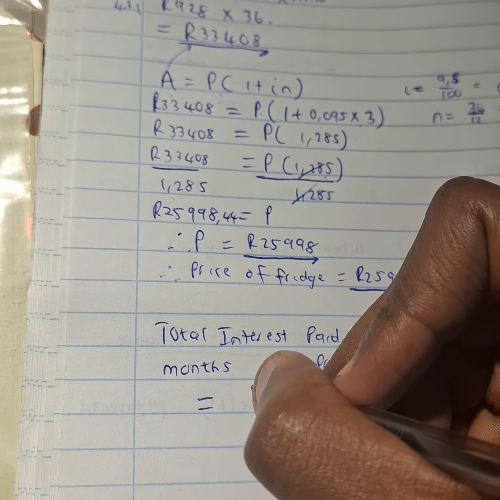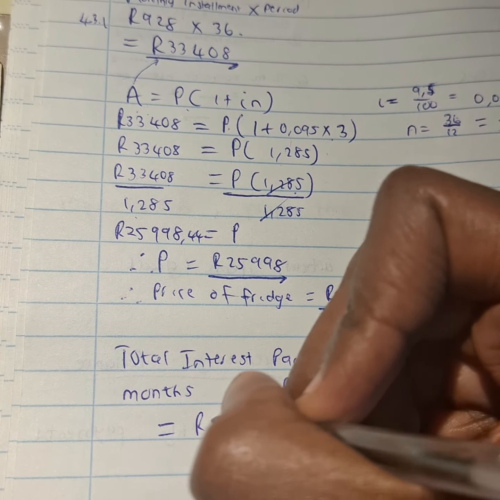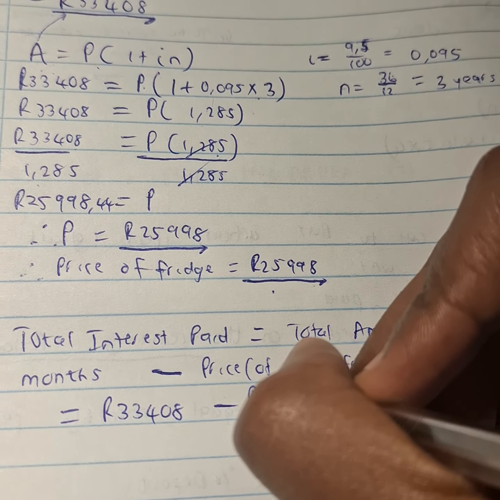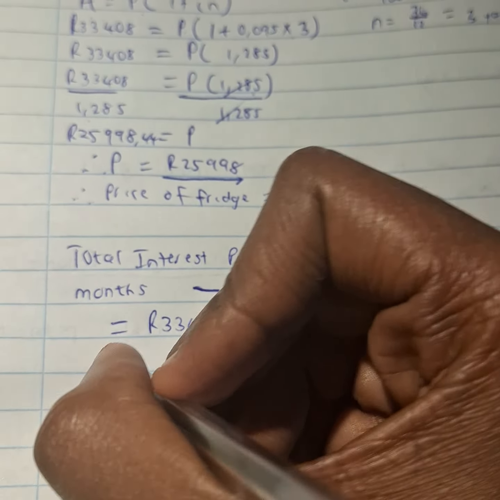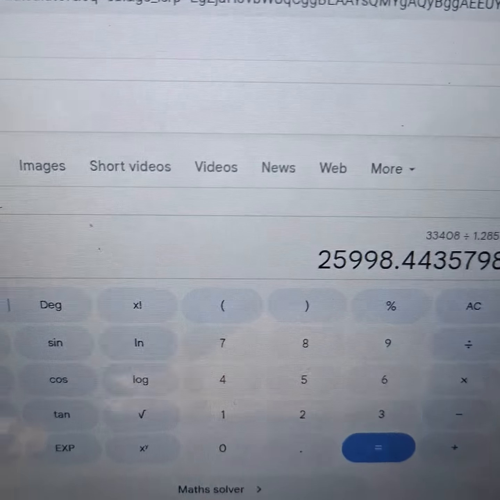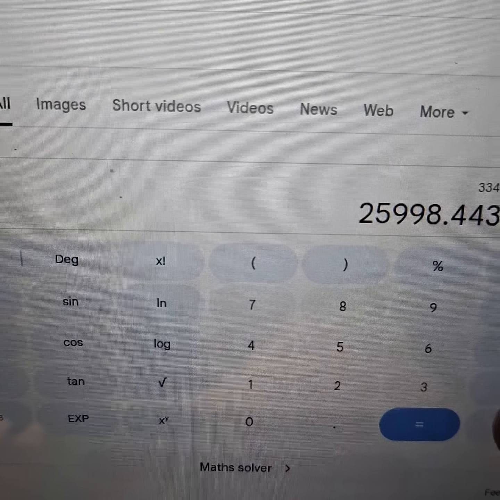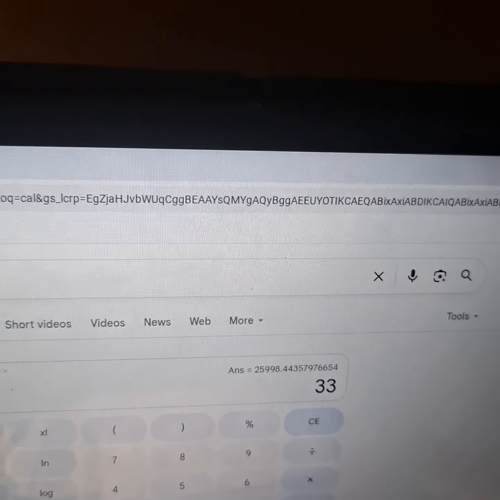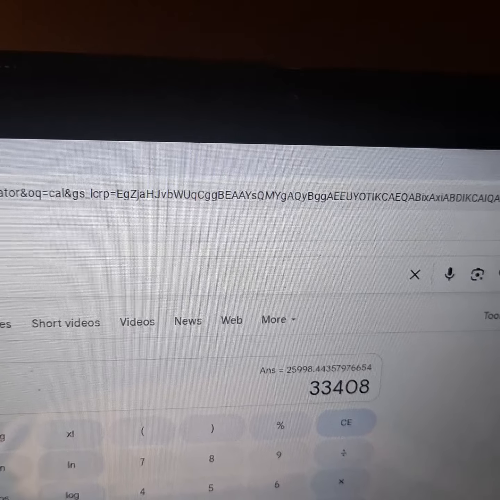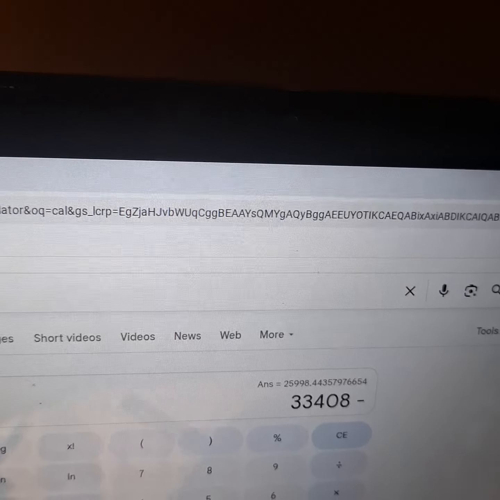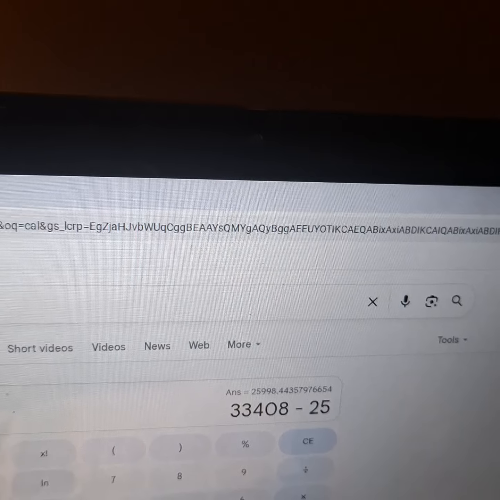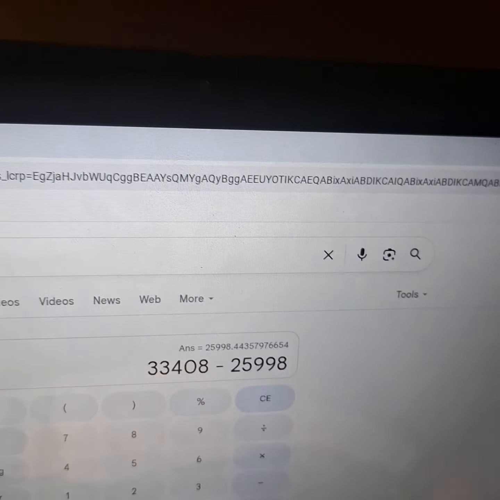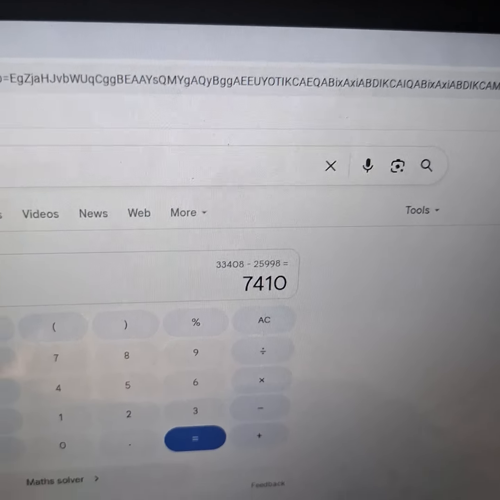So that would mean we take this 33,408 minus the price of the fridge, which is 25,998. So we go to our calculator. We are going to say AC here. So let's say 33,408. We subtract 25,998. What do we get? 7,410.